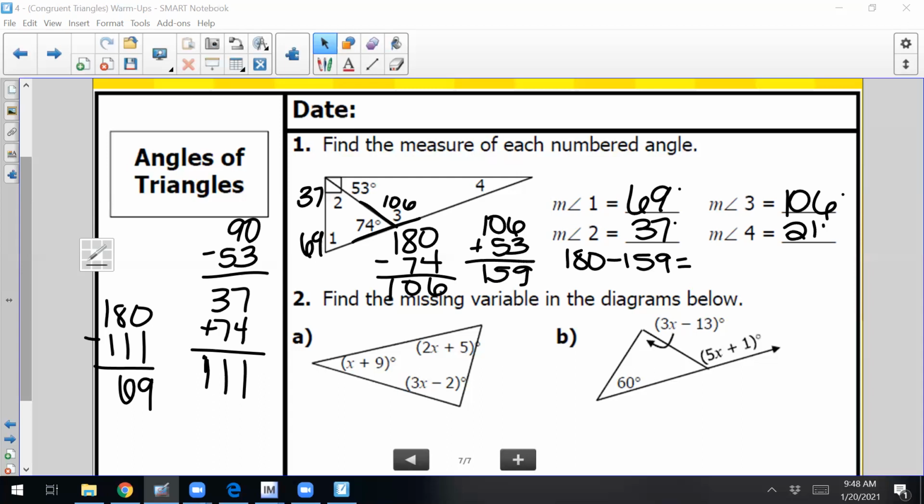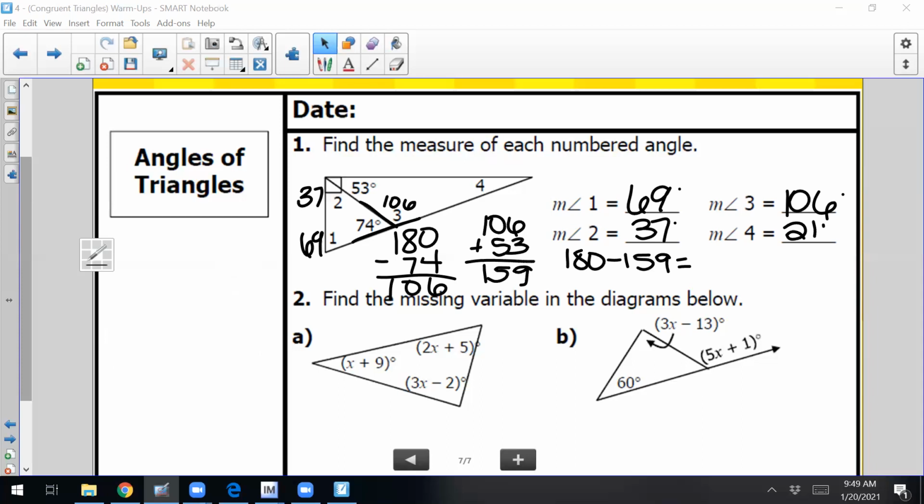Okay, then for number 2 on the bottom, what did you have to do for number 2 on the bottom? Add them all up, they're degrees. So all the degrees on the inside of a triangle equal 180. Now, just to be lazy, I'm not going to write it all out. I'm just going to add the x's together. So 2x and x and 3x gives me 6x, and then 9 plus 5 is 14.